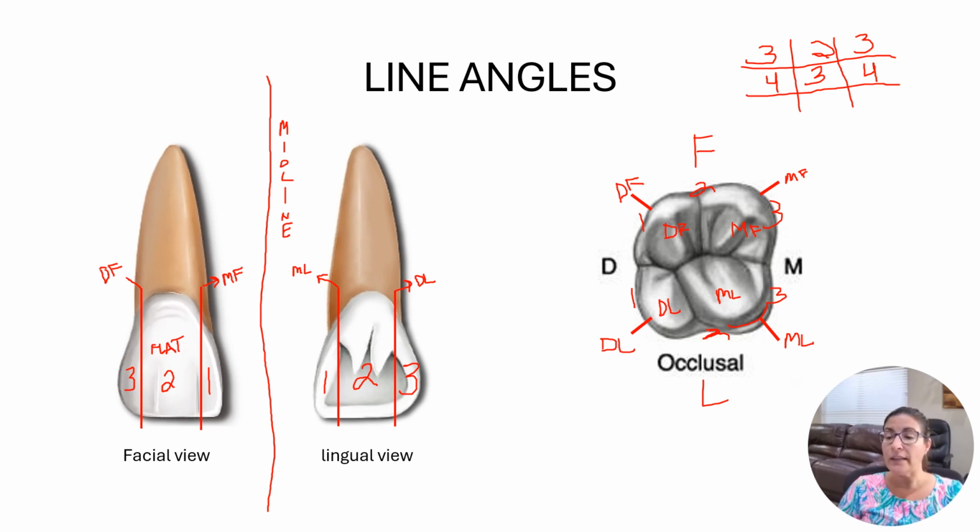Again, that's the reason why the line angles are important: they separate the tooth out into sections so that the dental hygienist or the dentist can successfully determine where the areas are for probing depths. Please reach out to me if you have any questions.